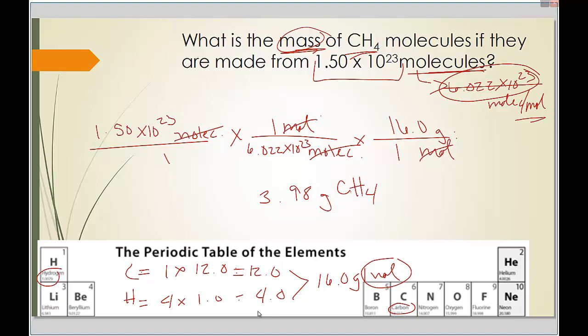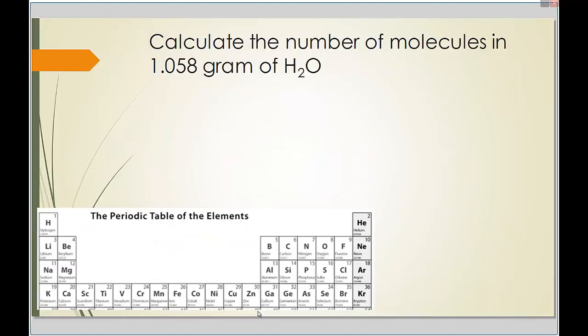Alright, we're going to try one last one for this video. Calculate the number of molecules. I see molecules. So 6.022 times 10 to the 23rd per mole. In 1.058 grams. I see the word grams, so that means I need the molar mass.